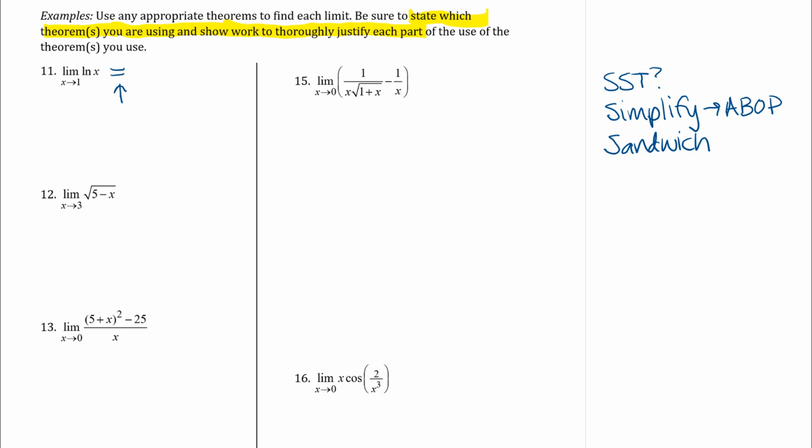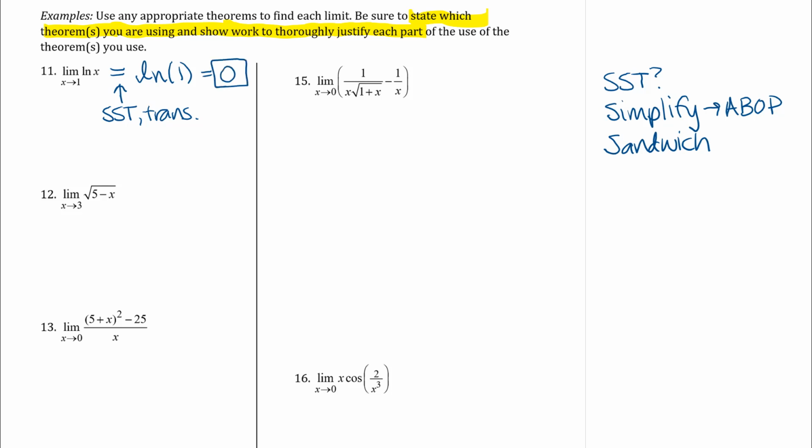I'm going to label that here. It's the substitution shortcut theorem, the part that's about transcendental functions. I'm going to use that, substitute in 1, and then evaluate the natural logarithm of 1, which is 0.